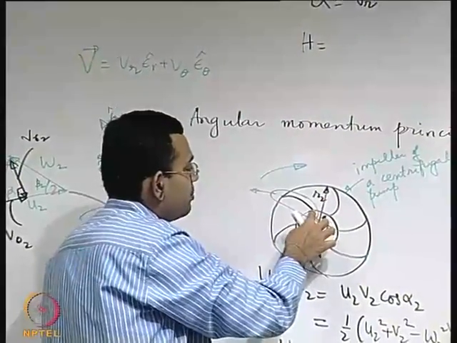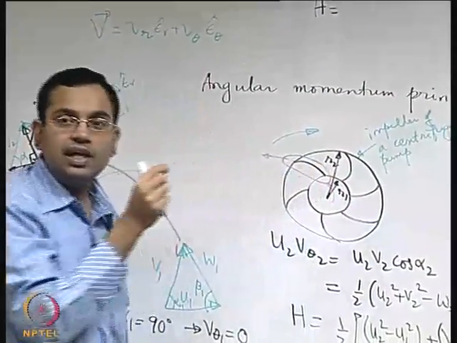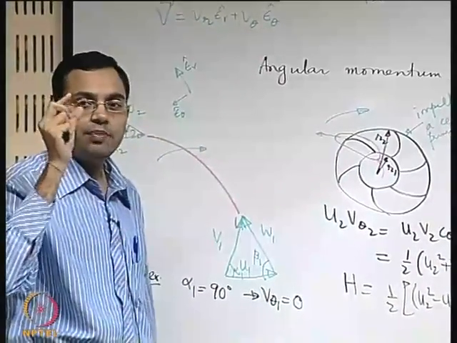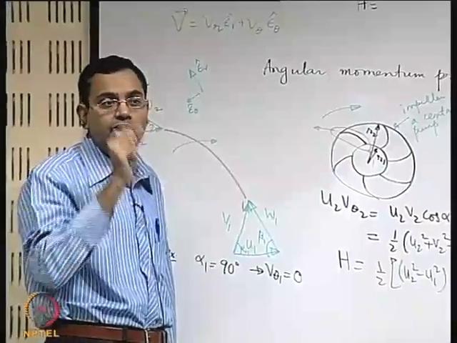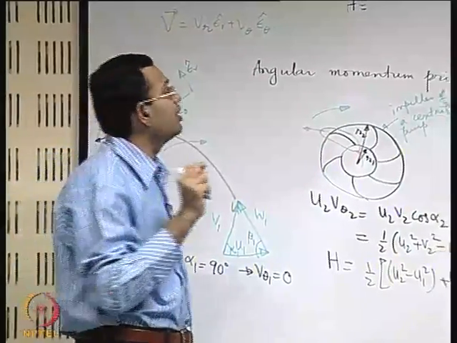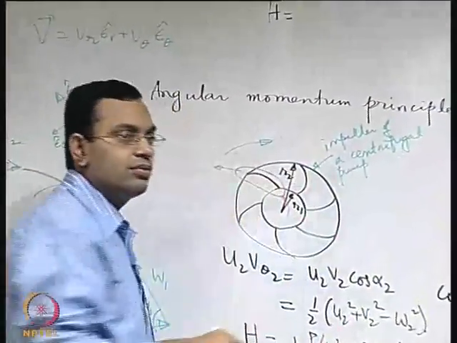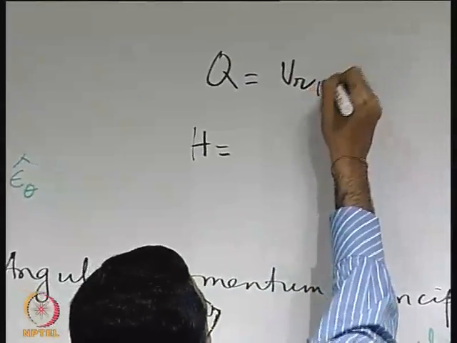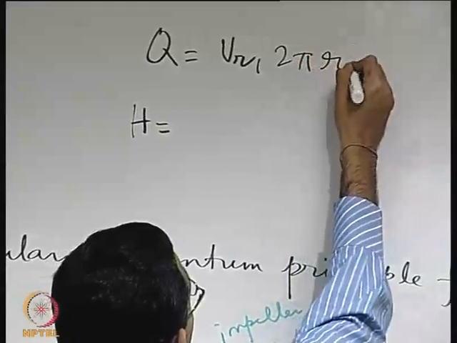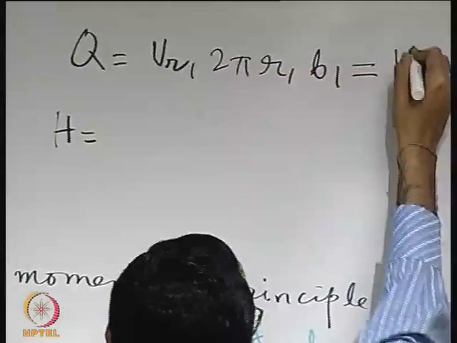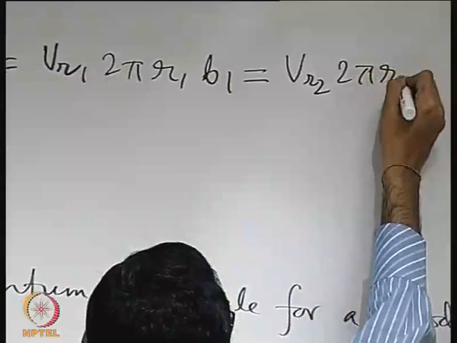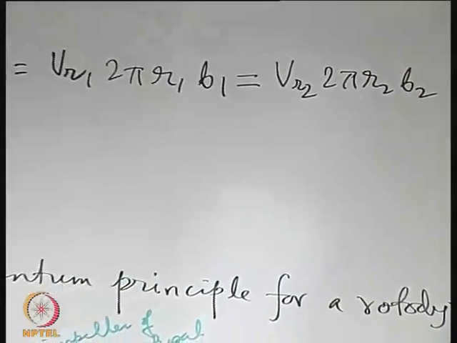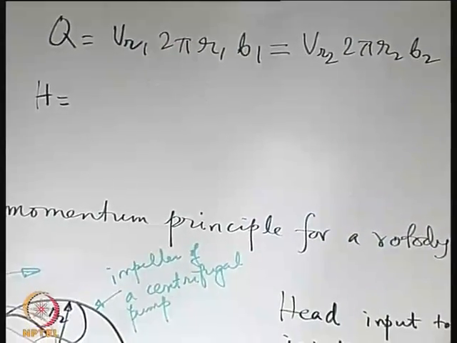So, if the thickness of the blades is neglected, then you have the total area of flow available as 2 pi r into the width of the blade perpendicular to the plane of the figure. Let us say b is the width of the blade perpendicular to the plane of the figure, and that may vary from inlet to outlet. So, you can say that Q is equal to Vr1 into 2 pi r1 into b1, the same as Vr2 into 2 pi r2 into b2, where b1 and b2 are the widths of the blade at the inlet and the exit respectively.